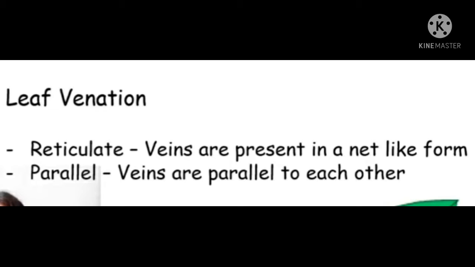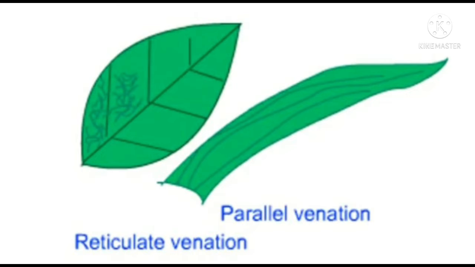There are two types of leaf venation: reticulate venation and parallel venation. When the veins are present in a net-like form, it is called reticulate. When the veins are present in a parallel form, or parallel to each other, it is called parallel venation. For example, leaves like mango tree or peepal tree form reticulate venation, whereas grass plants like wheat, maize, paddy form parallel venation.